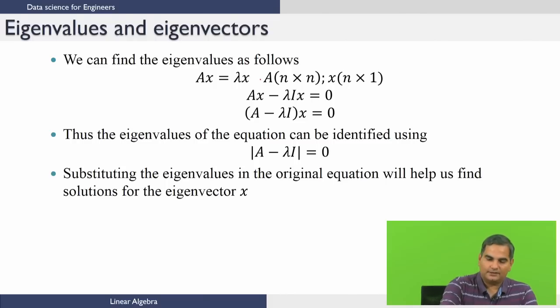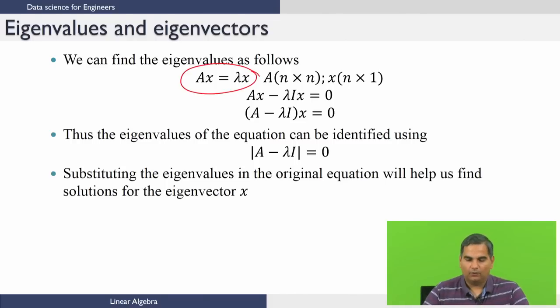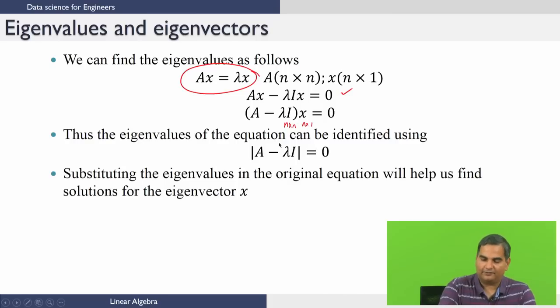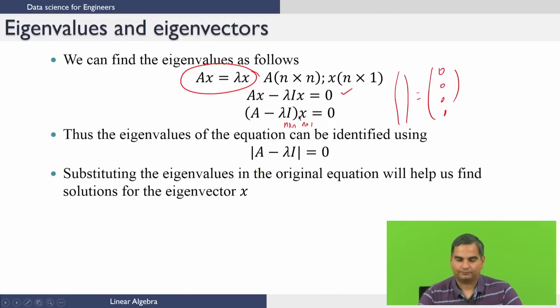So the original equation is Ax equals lambda x. What I could do is bring this lambda x to this side, and then I get this equation: Ax minus lambda I x equals 0. So this becomes (A minus lambda I) times x equal to 0. Now notice that this is basically a vector equation, because I have an n by n matrix times an n by 1 vector, so on the left hand side I have n by 1. So I have a vector here and I want zeros here. So I want to find an x such that this is true.